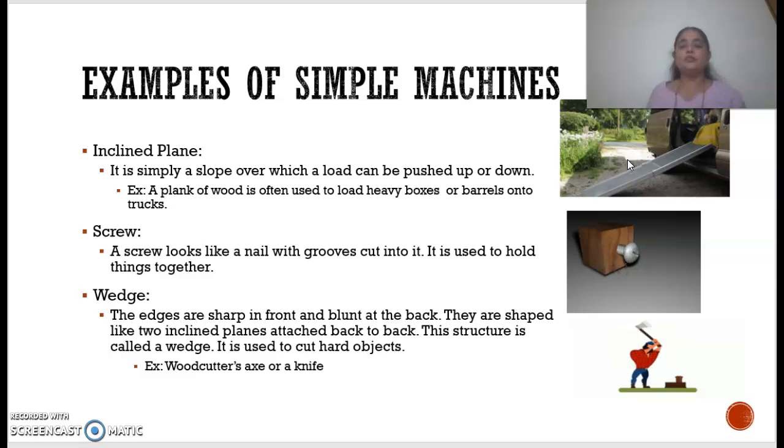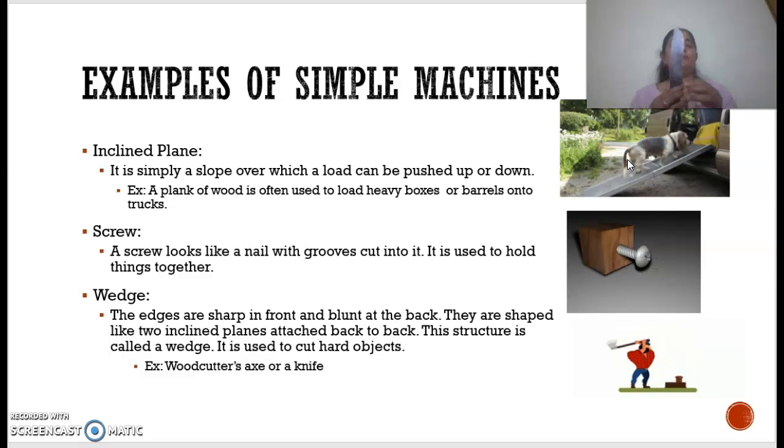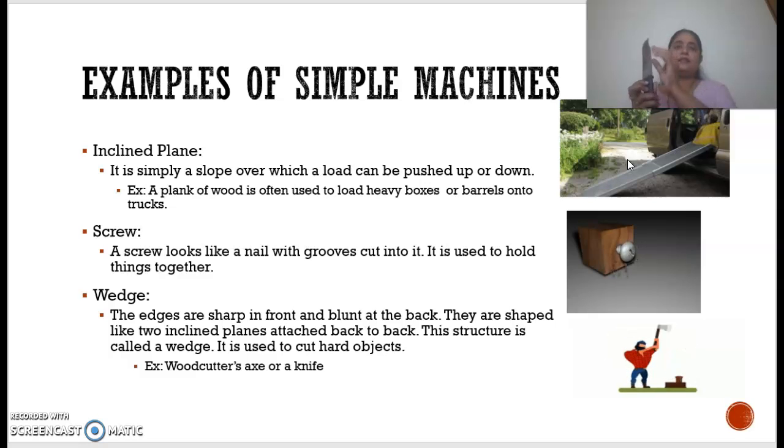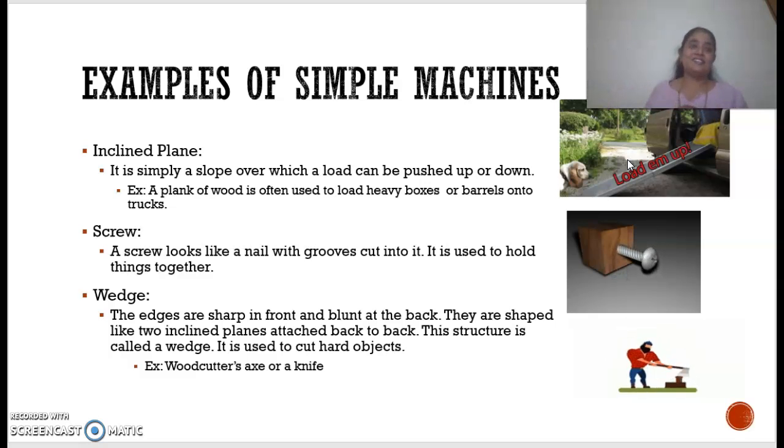Next, the last one is wedges. What do you mean by wedges? Wedges are very sharp. Knife is the best example of wedge. You can see it is sharp in front. Here it will be sharpened, and here it will be blunt. Blunt means it will be thick. So they look like two inclined planes attached back to back. And this is mainly used to cut objects. Even an axe, a woodcutter's axe, comes under wedge.